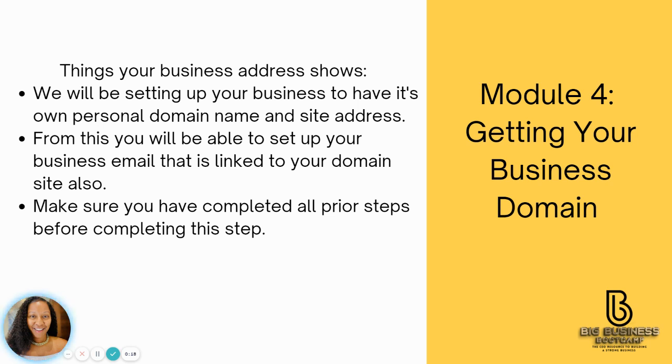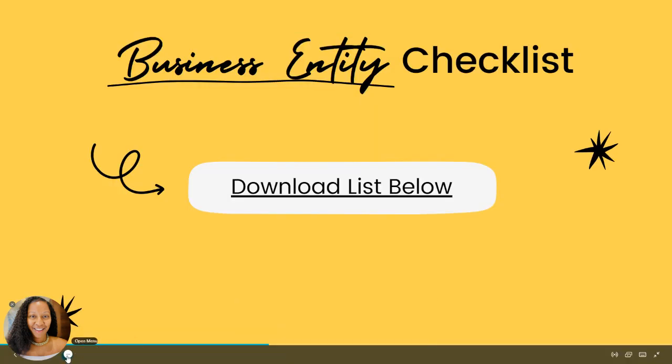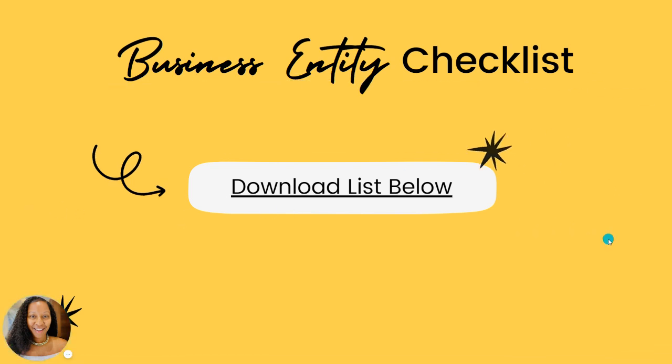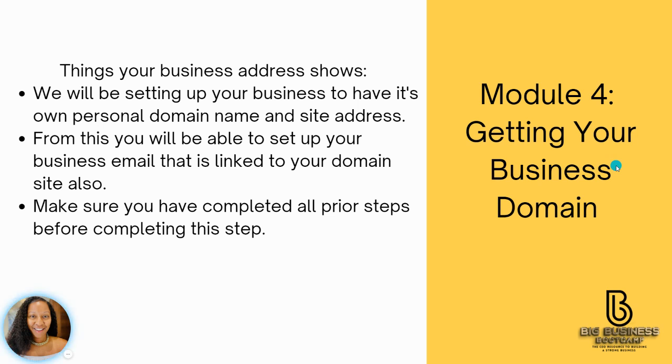We are going into module 4, and this is about getting your business domain and email address set up. All right, so the information, like I've been telling you over and over again, that you put out for your business has to be the same. It has to show that your business is credible, and that's why we are in the Big Business Bootcamp, right?